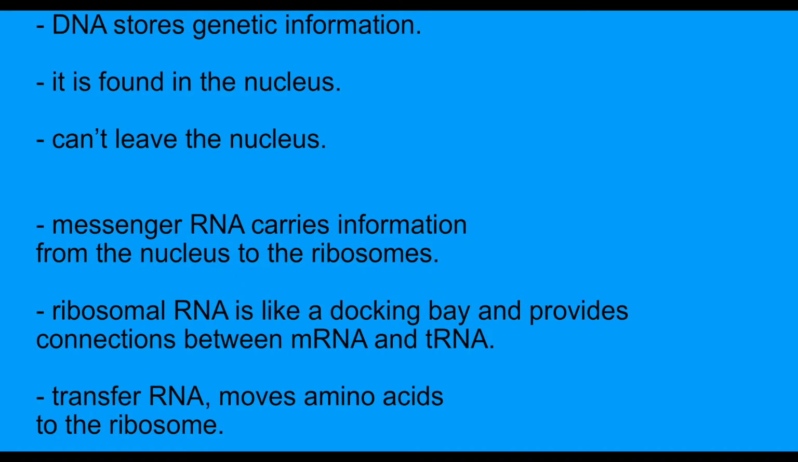You may like to pause the video now to write down these notes. The main things to remember are that DNA stores all genetic information for living things. DNA is found in the nucleus and it is unable to leave. Messenger RNA carries information from the nucleus to the ribosome. Ribosomal RNA is like a docking bay that provides connection between mRNA and tRNA. Transfer RNA transports the amino acids to the ribosome.